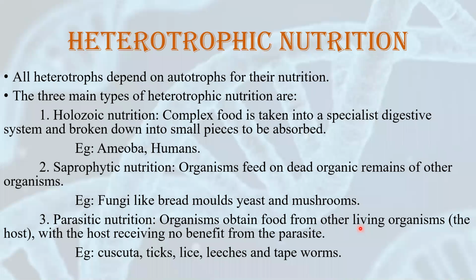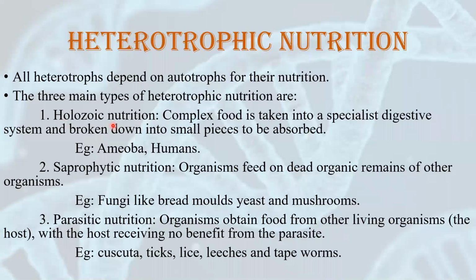Let's move to the second type of nutrition, that is heterotrophic nutrition. All the heterotrophs depend on autotrophs for their nutrition. Heterotroph organisms cannot make their own food, and hence they have to depend on the autotrophic organisms for their nutrition. Now these heterotrophic organisms are divided into three types based on their nutrition.